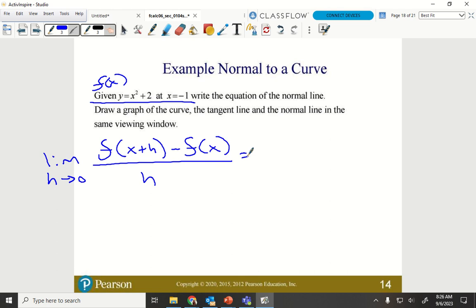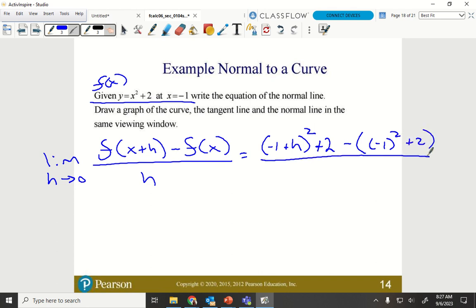So my top one is going to be, let's see, parentheses, x plus h, close squared, plus 2 minus this side, which is f of -1. Oh, I need to add it. My x is -1. And then my other one is parentheses -1 squared plus 2. All this is going to be over h.